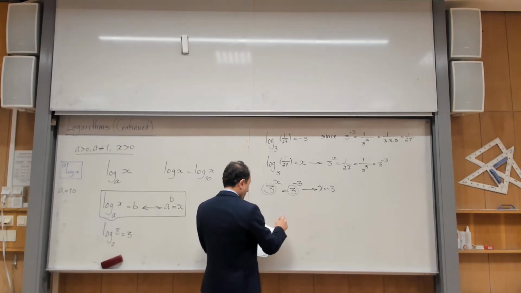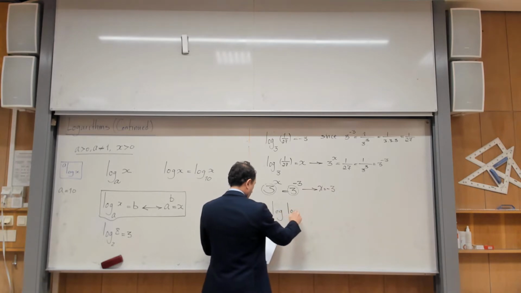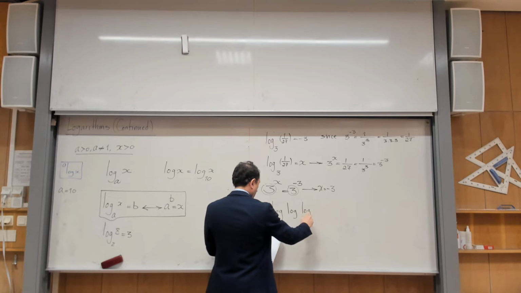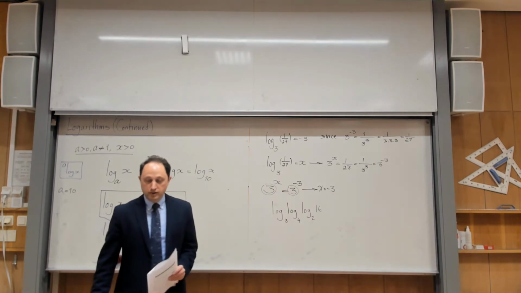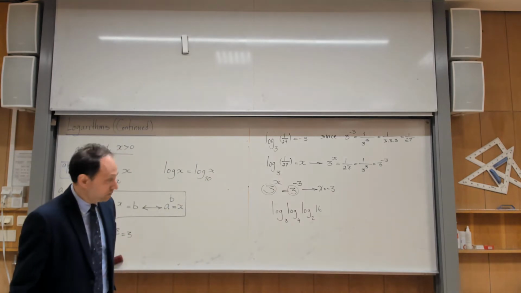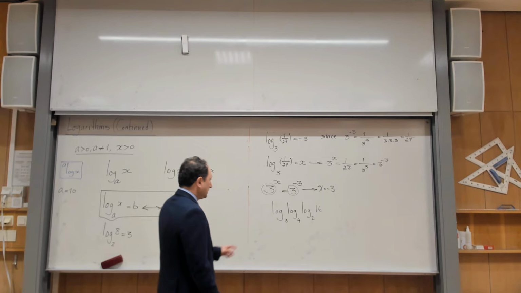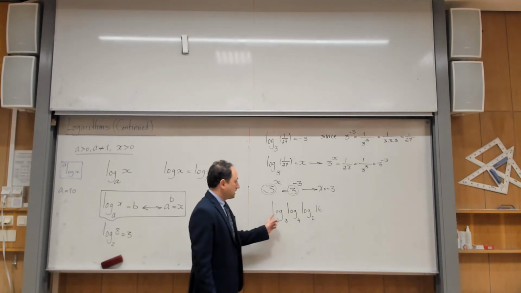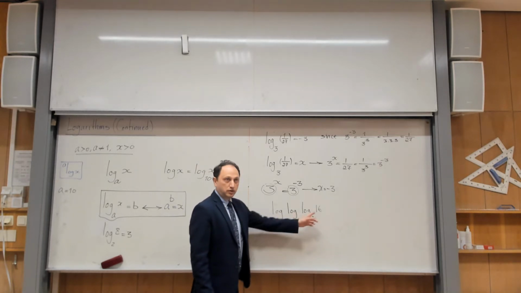For example, let me just ask you this question. Logarithm of logarithm of logarithm of 16 in base 2, base 4, base 8. First of all, let us understand what it means. I hope that you understand what it means. It is not a product.